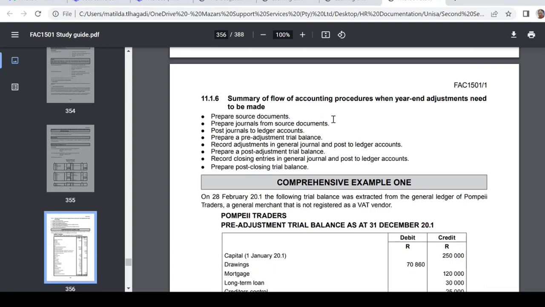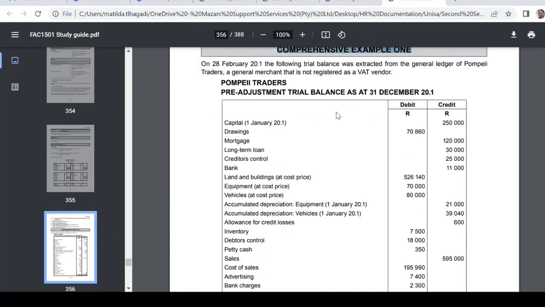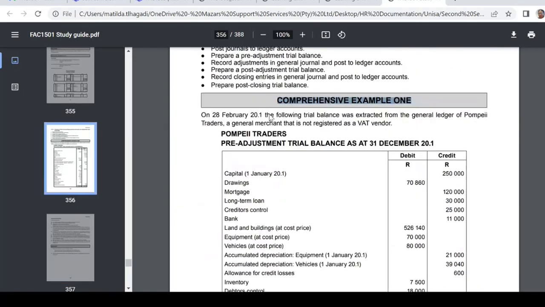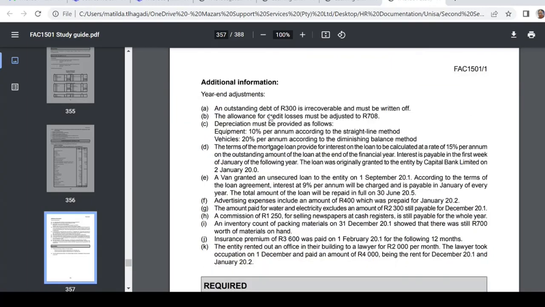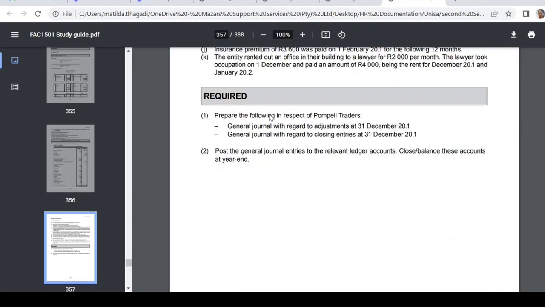So, summary of the flow. Now we're going to be doing a comprehensive example. On the 28th of February 20.1, the following trial balance was extracted from the general ledger of Bombay Traders, a general merchant that is not registered as a VAT vendor. So basically this is the trial balance and this is the year-end adjustment. Prepare the following in respect of Bombay Traders: general journal with regards to adjustments, general journal with regards to closing entries.